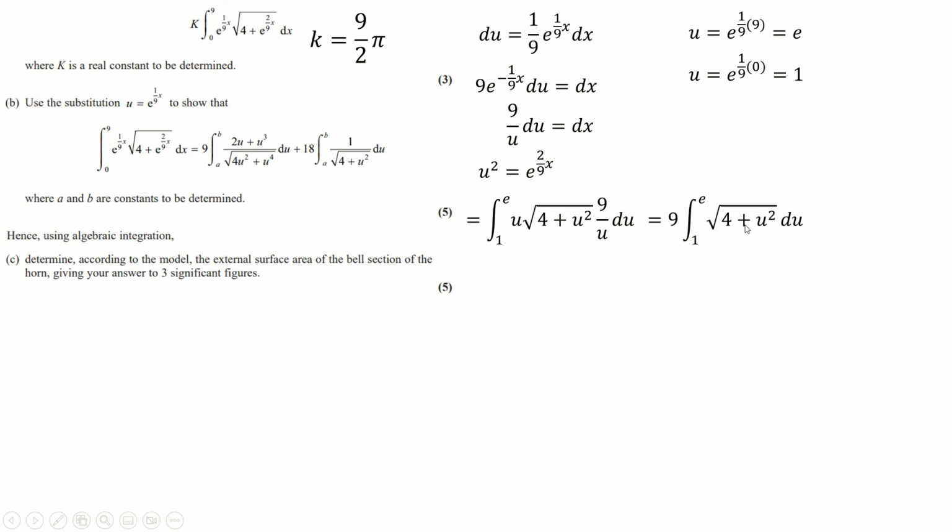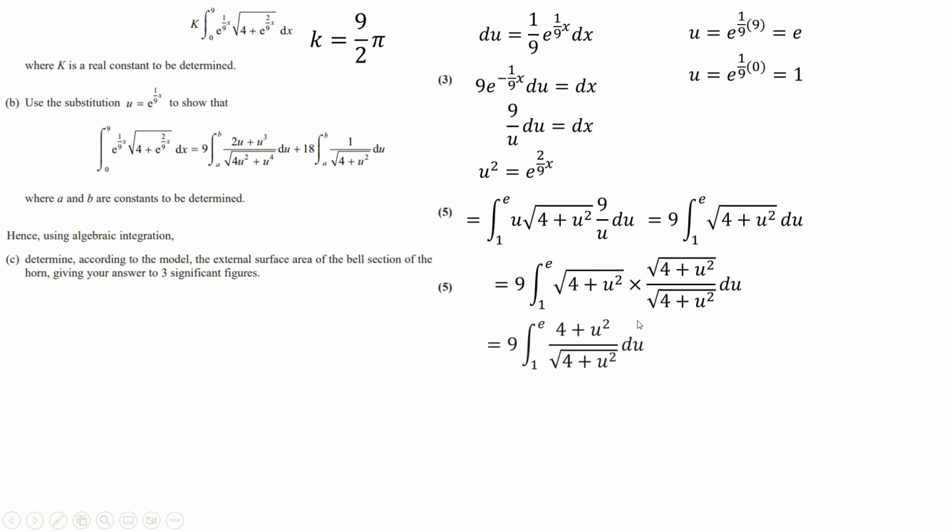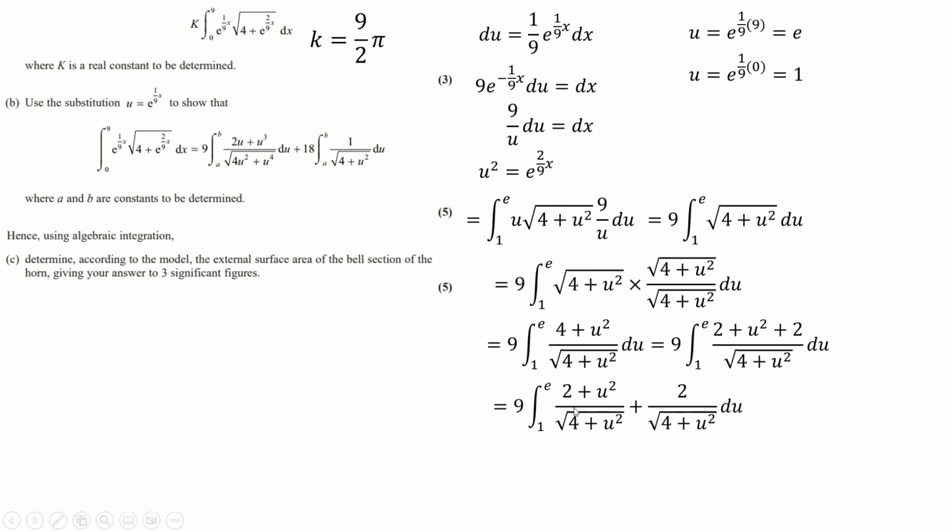Well, we're going to multiply top and bottom by the same root, which gives us, of course, just 4 plus u squared over that entire root. We're now going to try and make this object. So I'm going to say this is the same as 2 plus u squared plus 2, and then break the fraction down here to make this. Because now 2 times 9 makes 18, and then I'll have 1 over 4 plus u squared on the outside. So that's perfect. That looks absolutely fantastic.